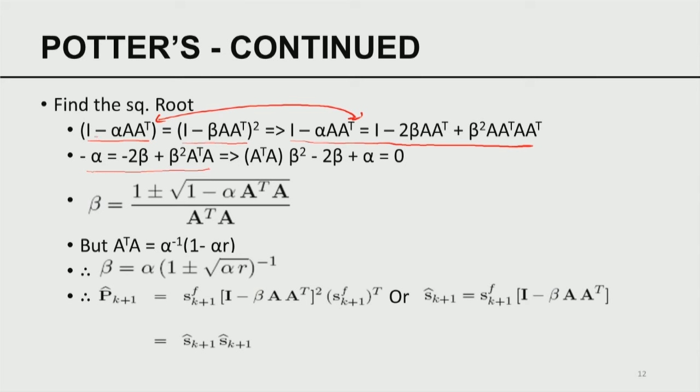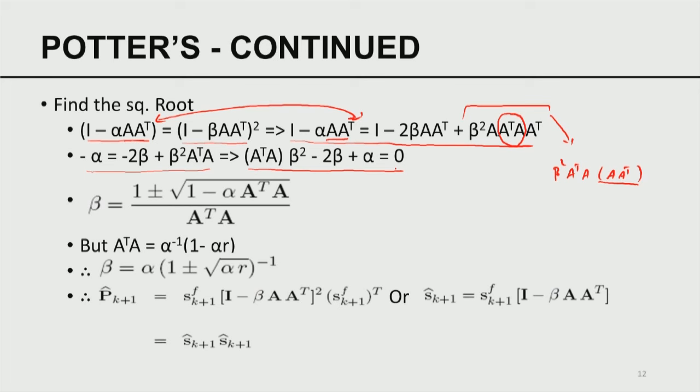In other words, I am going to equate both sides, the corresponding terms. So minus alpha must be equal to minus 2 beta plus beta square times A transpose A. A transpose A is a scalar. So this term can be written succinctly as beta square A transpose A times AA transpose. There is an AA transpose here and an AA transpose here. So if I equate the coefficients of the AA transpose terms on both sides, I get this equality, which implies that beta and alpha must be related by that equation.